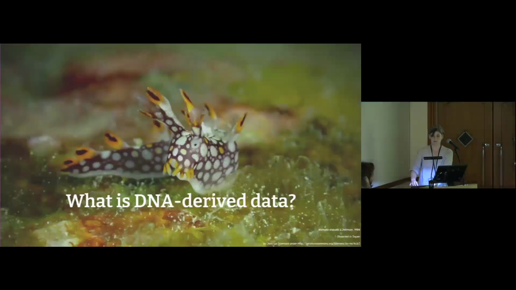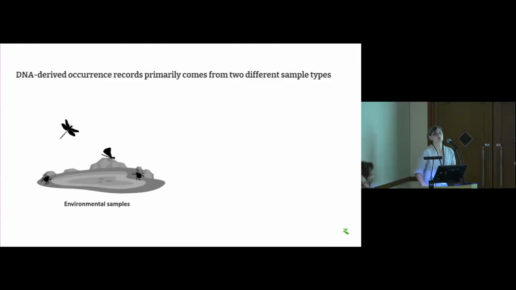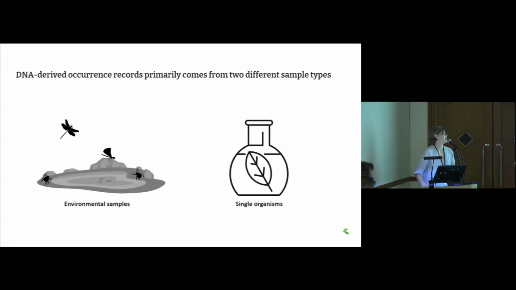So what is DNA derived data? It's data that's coming from two different sample types, and then there's, of course, all the processing methods, but let's go into the sample types first. There are environmental samples. This is DNA coming not from a specific organism, but from the environment around that organism, or multiple organisms. So you take a soil sample, and then you get DNA from that. And then we have single organisms.